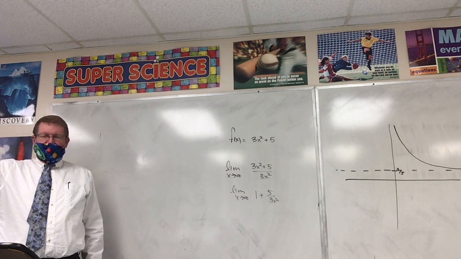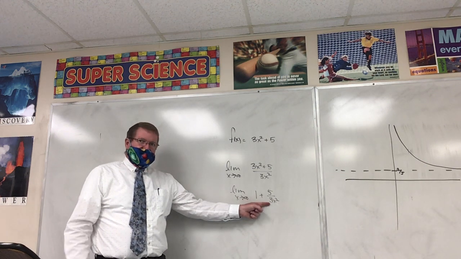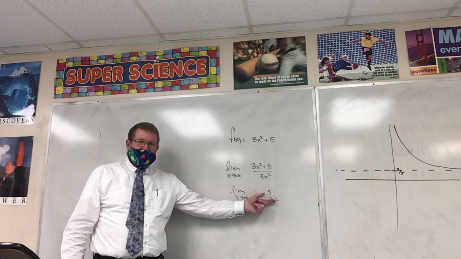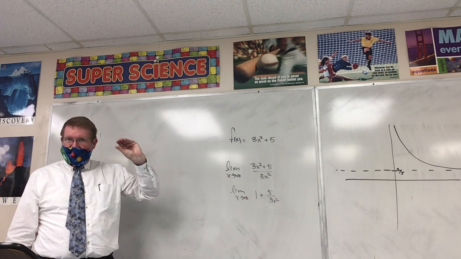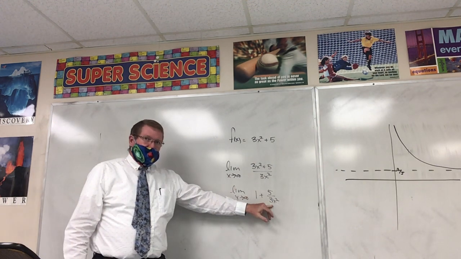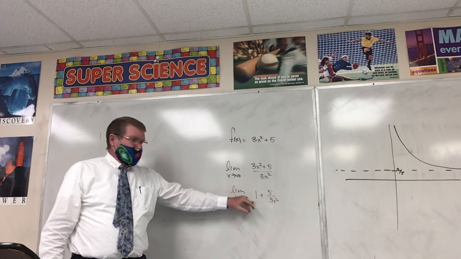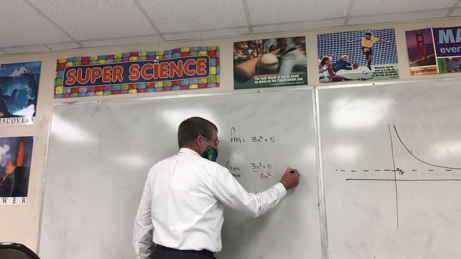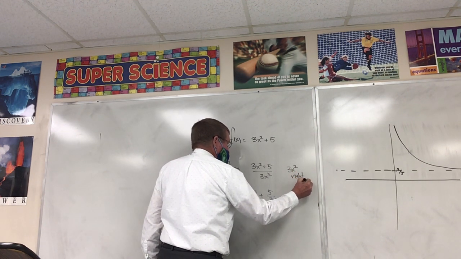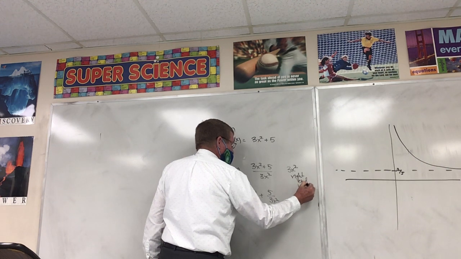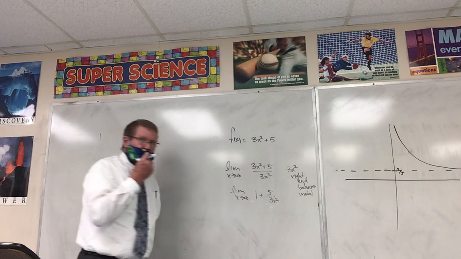What's my right end behavior? Well, as this x gets bigger and bigger and bigger, this fraction gets smaller, smaller, and smaller. This fraction is approaching 0 as far out to the extreme as I get, so I'm left with 1. So that means 3x squared is my right end behavior model. Okay?